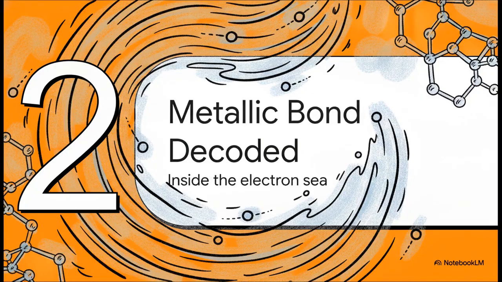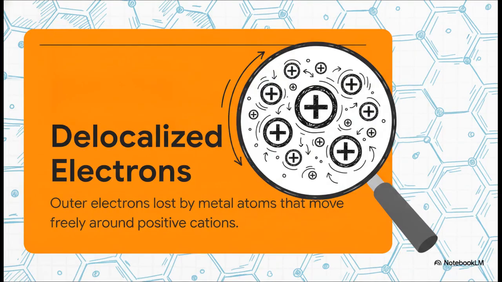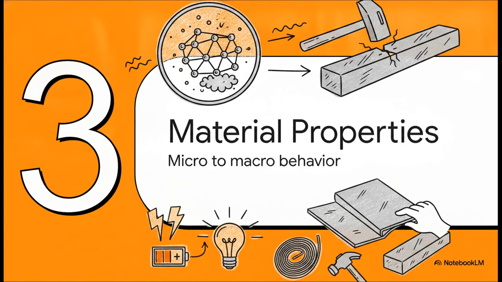Moving on to part 2, the metallic bond decoded inside the sea of electrons. Let's zoom in and look deep inside a solid piece of metal. Pay close attention to the labels here. We have what's called a sea of delocalized electrons. These are the outer electrons that the metal atoms have actually let go of. Notice those little animated arrows showing the electrons moving completely freely, just washing around those larger circles? Well, those larger circles with the plus signs are the positive metal cations. Basically, the atoms lose their outer electrons, and those freed electrons become a fluid, stabilizing glue that holds all those positive ions together.